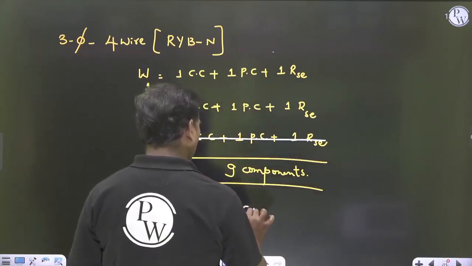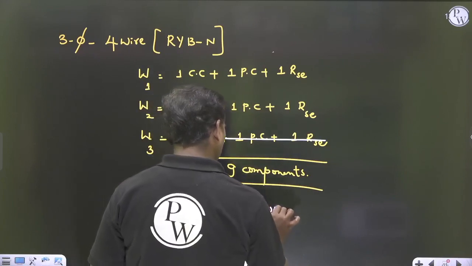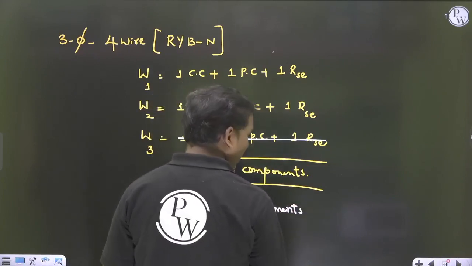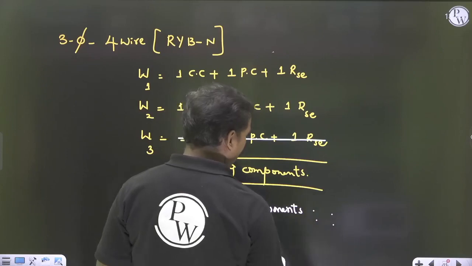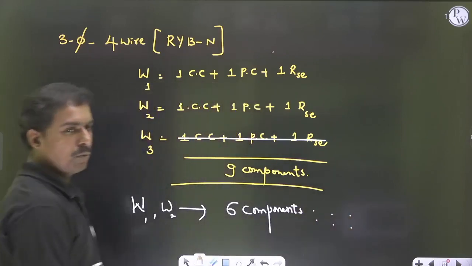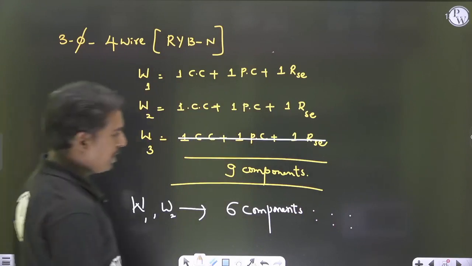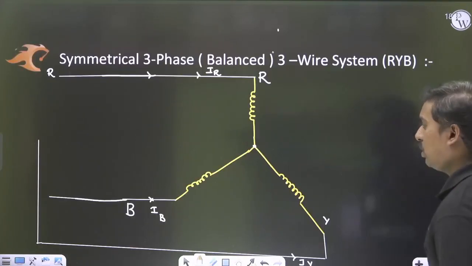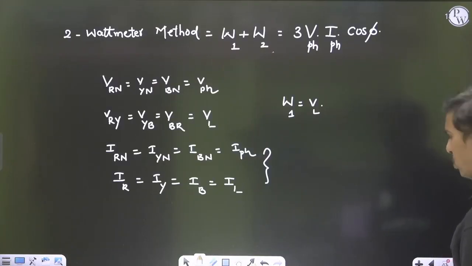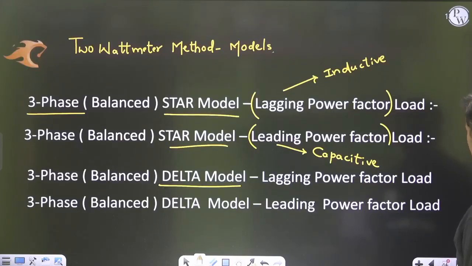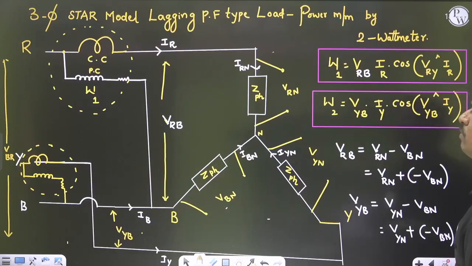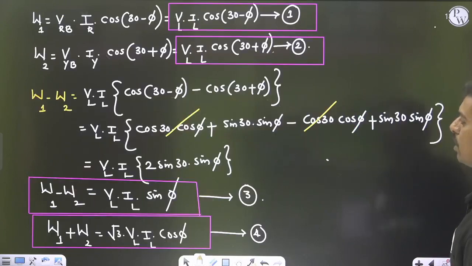So 6 components only: 2 current coils, 2 pressure coils, 2 RSC resistors. 6 components. So that is what I want to talk about. Please extract these conclusions. Derivations nobody can ask you, but the conclusions are very, very important.